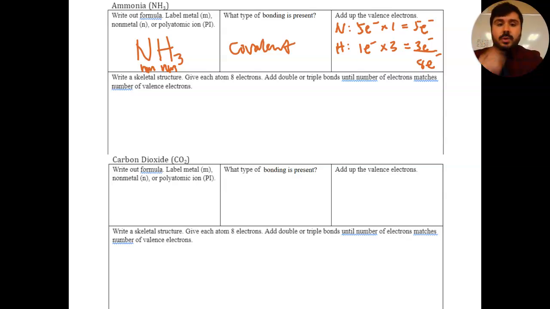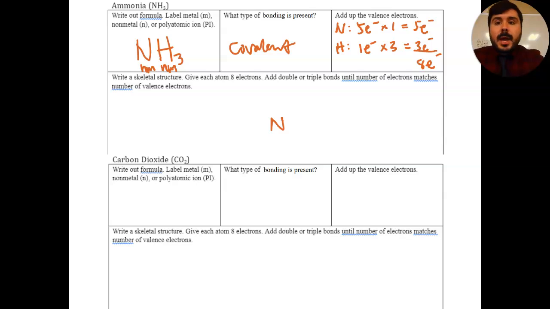Again, write a skeletal structure, right? Draw a skeletal structure. It always starts, of course, with making sure that we've got our central atom, in this case being nitrogen, right? There's only one nitrogen present here compared to the 3 hydrogens. So if there's only one of that particular substance, we go ahead and put an N there because that's our central atom, right?